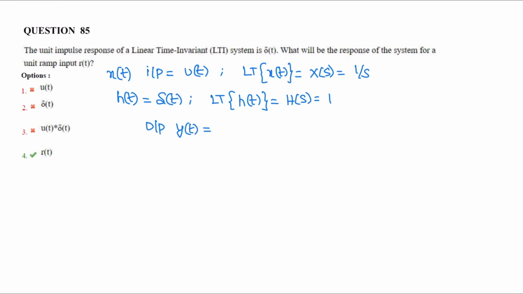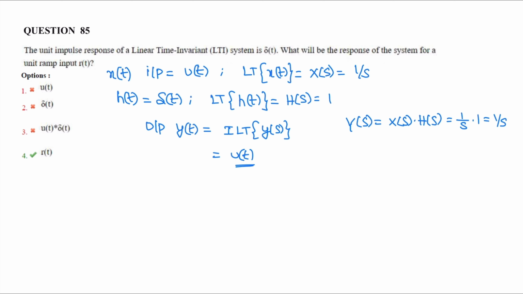Now the output y of t we need to calculate. So we know that y of s is x of s into h of s, that is 1 by s into 1 by s. Now y of t is inverse Laplace transform of y of s, that is 1 by s. So output y of t is also u of t.